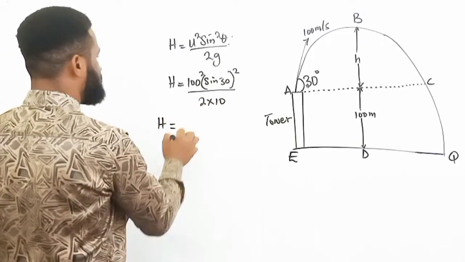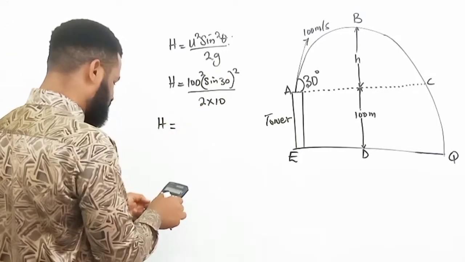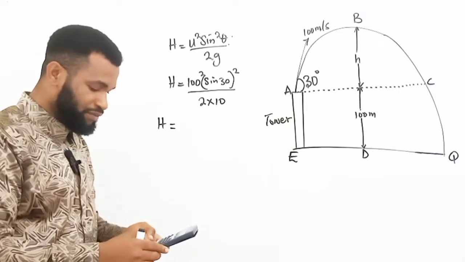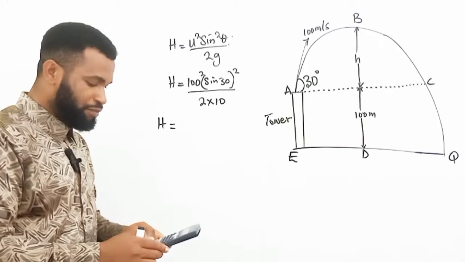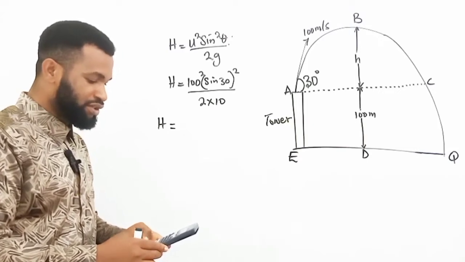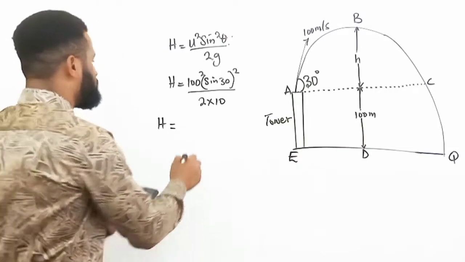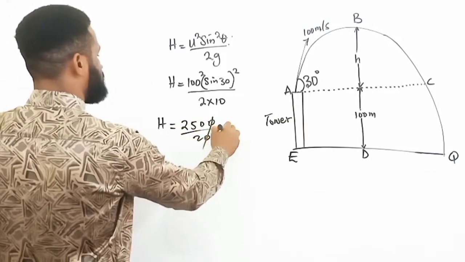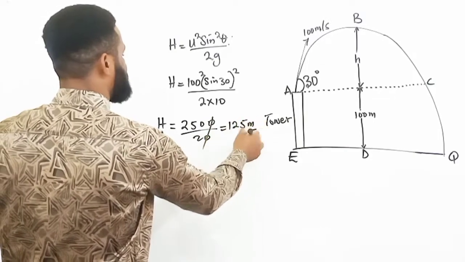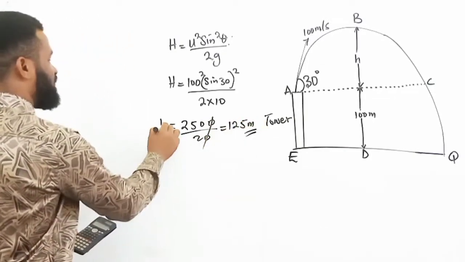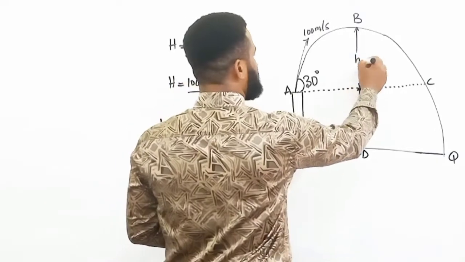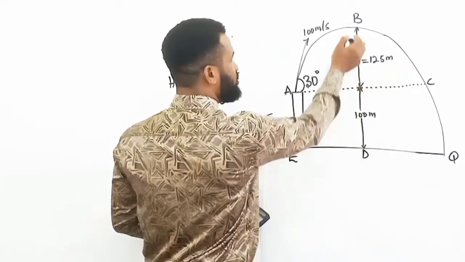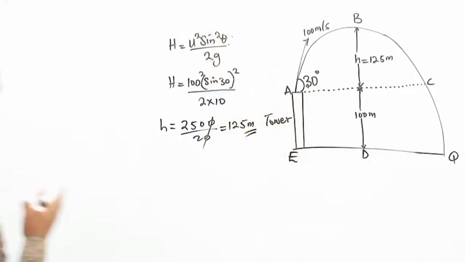So this is going to be sine 30 is 0.5, squaring gives 0.25, multiplying it by 100 times 100, you are going to have 2500 divided by 20. You are going to have 125 meters. Sorry, this is the small height I'm looking for. Therefore, this is going to be 125 meters. That is from here to this place. That is the answer.